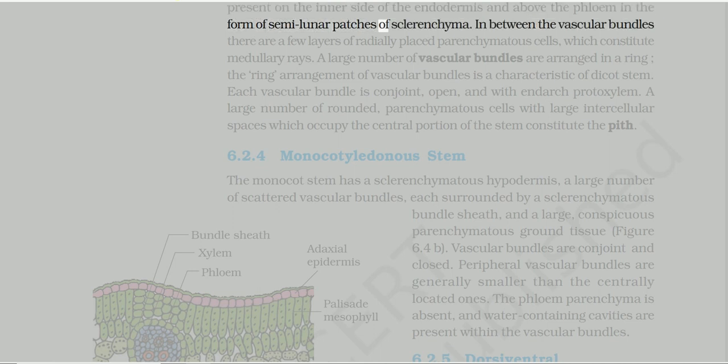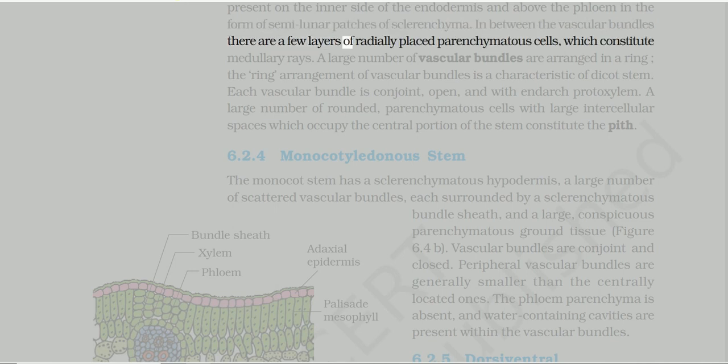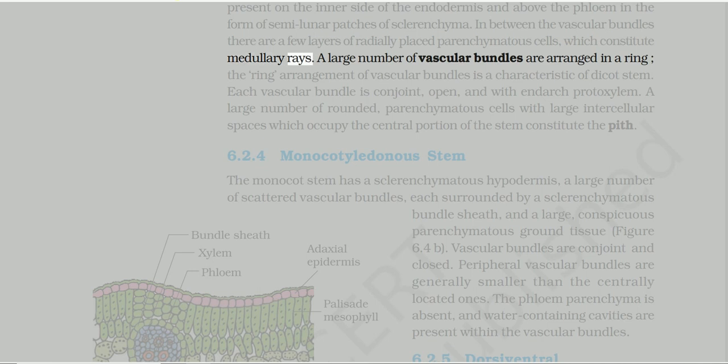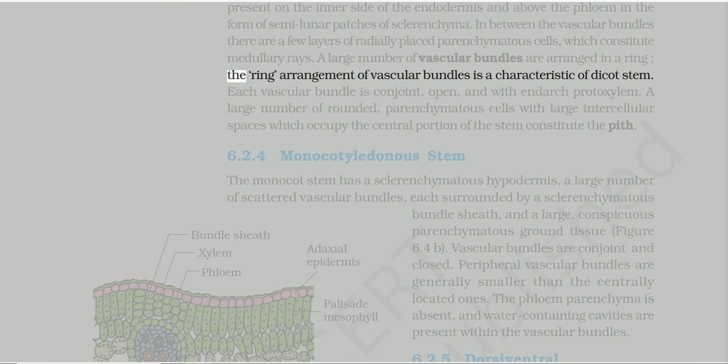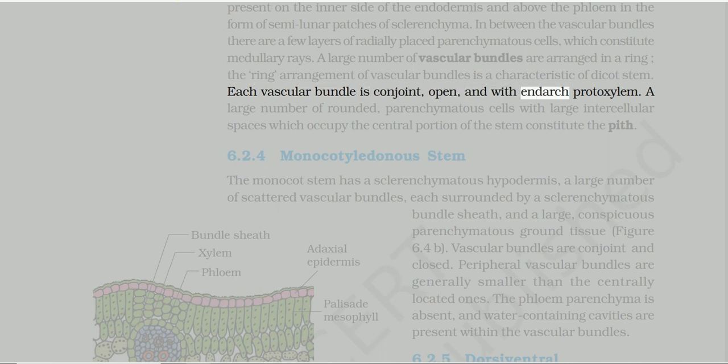In between the vascular bundles there are a few layers of radially placed parenchymatous cells, which constitute medullary rays. A large number of vascular bundles are arranged in a ring. The ring arrangement of vascular bundles is a characteristic of dicot stem. Each vascular bundle is conjoint, open, and with enlarged protoxylem.